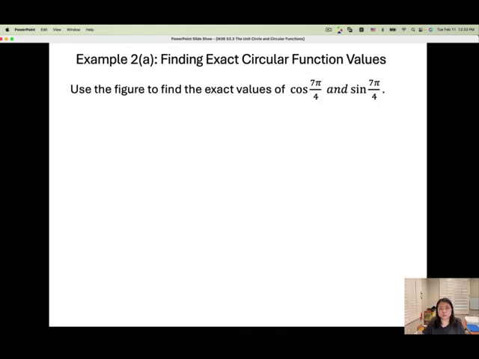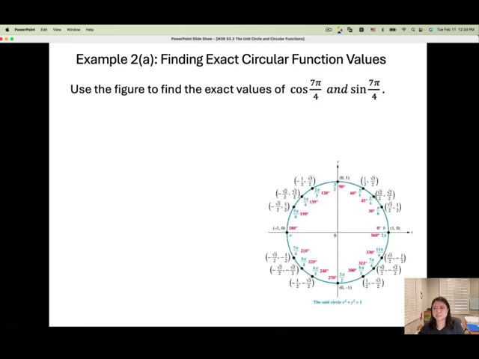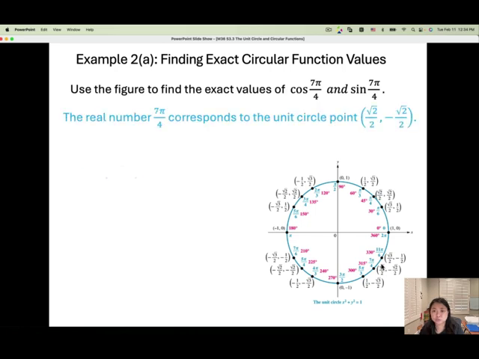Example 2. Use the figure to find the exact values of cosine 7 pi over 4 and sine 7 pi over 4. 7 pi over 4 will be here. Okay, at this angle here. Cosine 7 pi over 4 will be equal to the x, which is going to be √2 over 2. And then sine 7 pi over 4, we're going to look at the coordinate of y, which is negative √2 over 2.